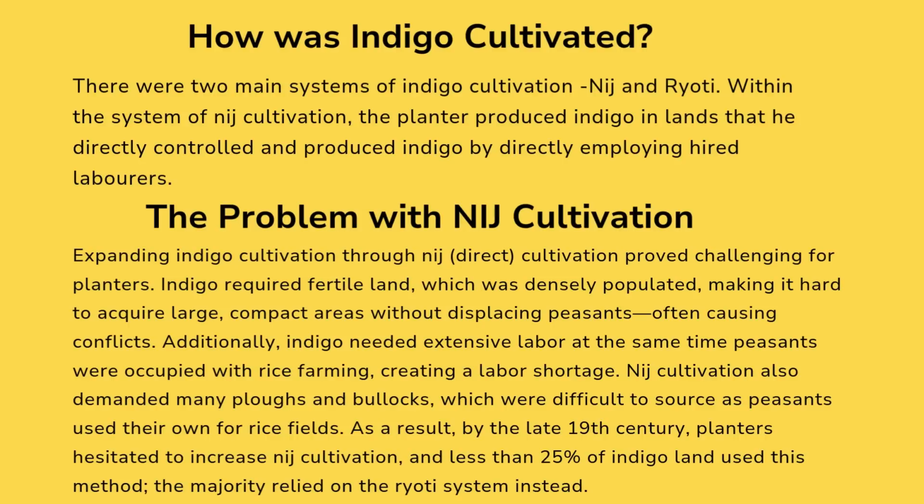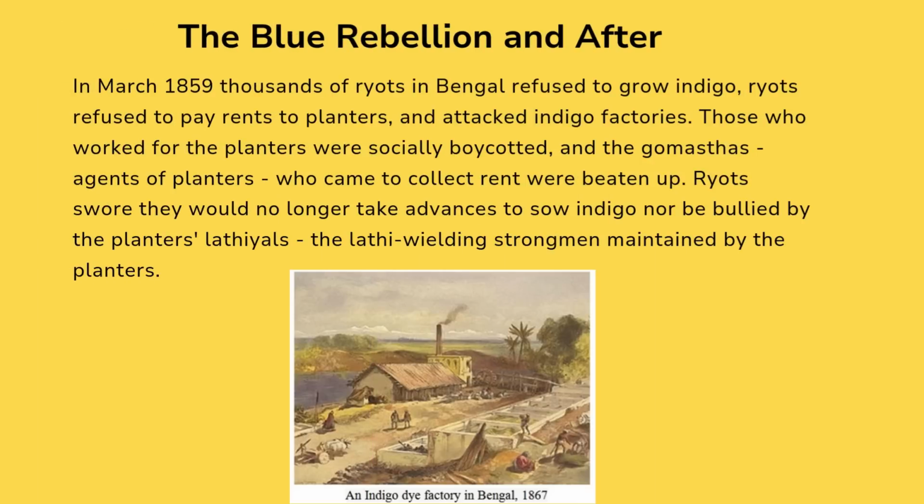As a result, by the late 19th century, planters hesitated to increase Nij cultivation, and less than 25% of indigo land used this method. The majority relied on the Ryoti system instead. The Blue Rebellion and after: in March 1859, thousands of ryots in Bengal refused to grow indigo, refused to pay rents to planters, and attacked indigo factories.